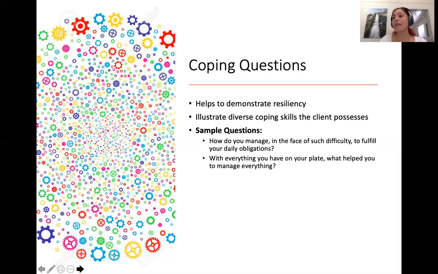past. Okay, the final intervention that we'll go over are coping questions. If you haven't guessed already, there's lots of questions here: miracle questions, scaling questions, coping questions, exception questions, lots of questions. So coping questions help to demonstrate resiliency and the number of ways that a client has been effective at coping with challenges by eliciting that information.